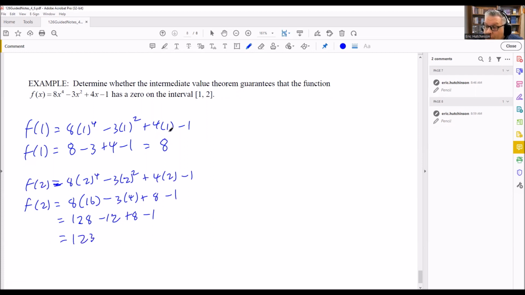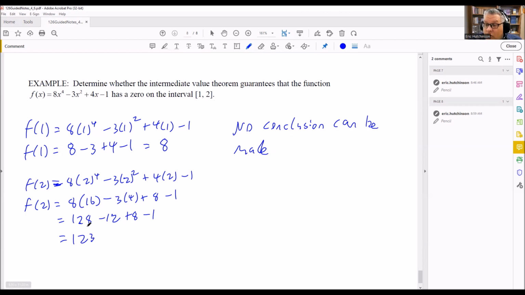Now, both of these are positive, so they don't have opposite signs. Now, when that occurs, we can't make any assumptions about whether there is a zero on this closed interval. So basically, we say no conclusion can be made on this problem. Okay, so whenever that happens where it's not opposite signs, we basically say no conclusion can be made about whether there's a zero on that interval or not.